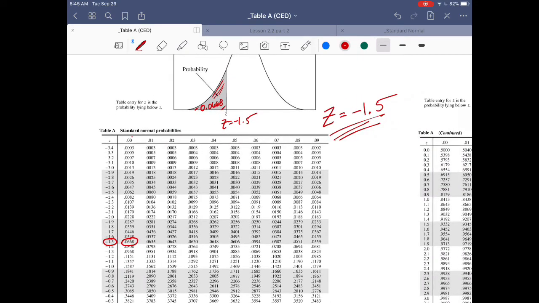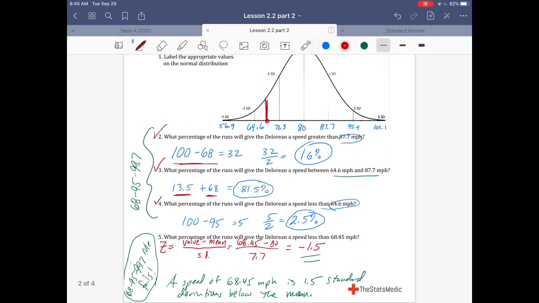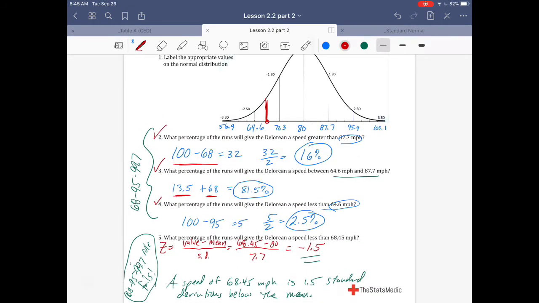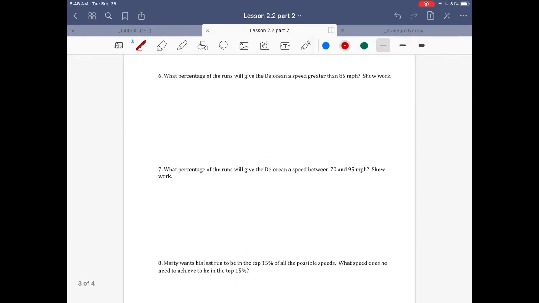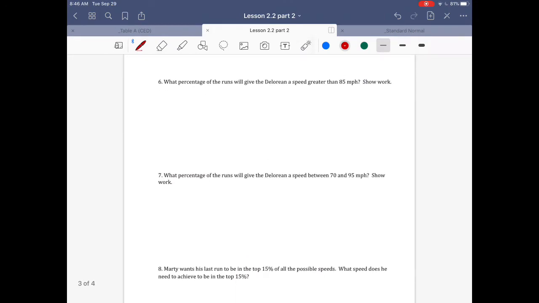And so what that means is the percentage of the runs that the DeLorean will be less than 68.45 is 0.0668, which means 6.68% of runs will be less than 68.45. And so what we want to do is do a couple of these. I'm going to do number 6 with you. I'm going to help you through number 6, and then I'm going to ask you to see if you can figure out numbers 7 and 8.